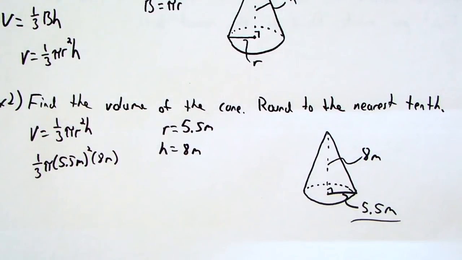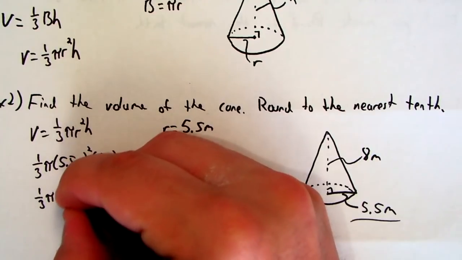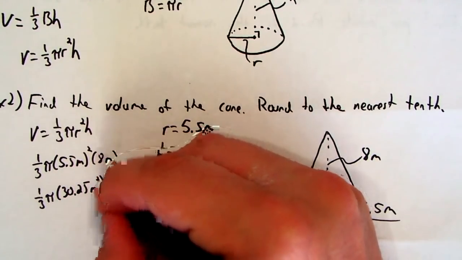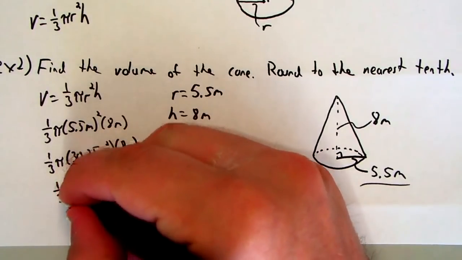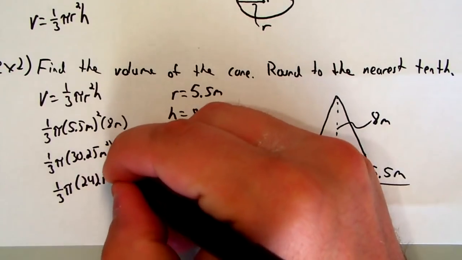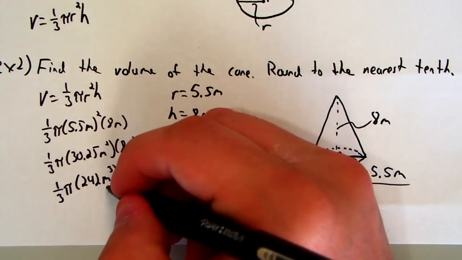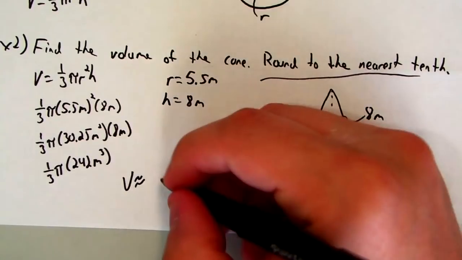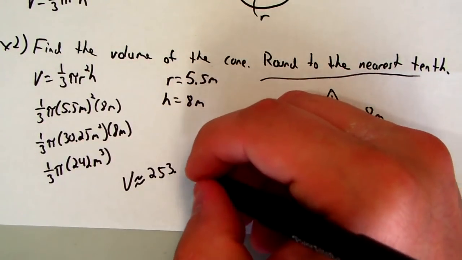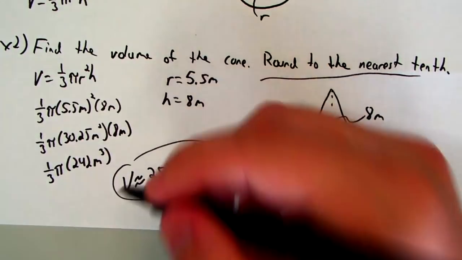Start to simplify, so 5.5 squared is 30.25. Multiply 30.25 and 8. I get 242 meters cubed now. And if I simplify all of this, 1/3 times pi times 242, I get the volume is about, and because we're rounding to the nearest tenth, we have to put the about symbol. It's really 253.293 repeating, so I'm going to use 253.3 meters cubed. And that's an about answer because it's rounded.